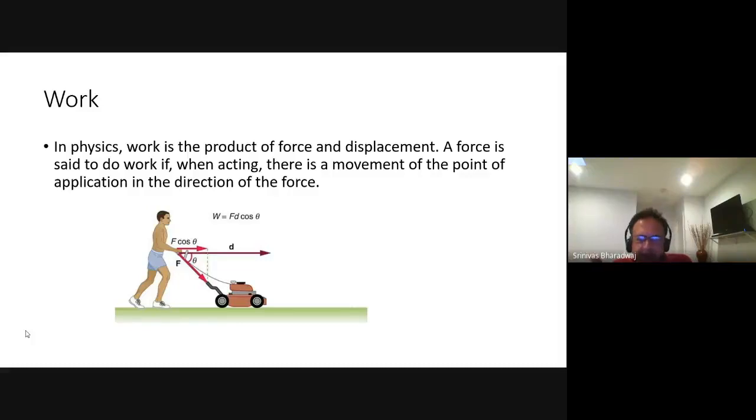Now when I do this work, what I'm doing is I'm counteracting the friction. Friction is also doing some work in the other direction. But if there was no friction, the work that I do in the horizontal direction will change the kinetic energy of the coin. If there is no friction, it will change the kinetic energy. So those are the basic ideas of work and kinetic energy.